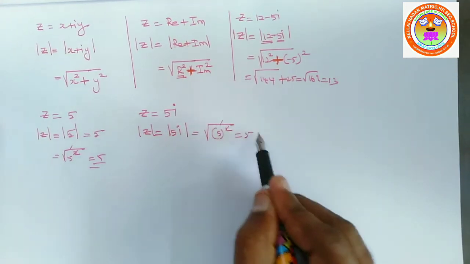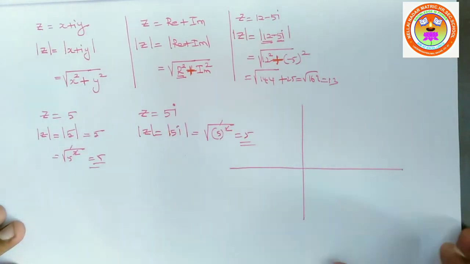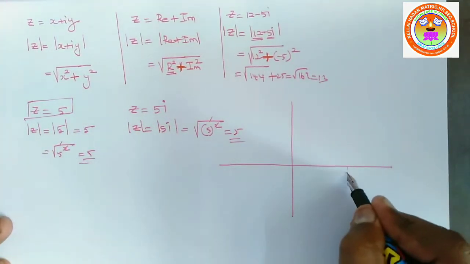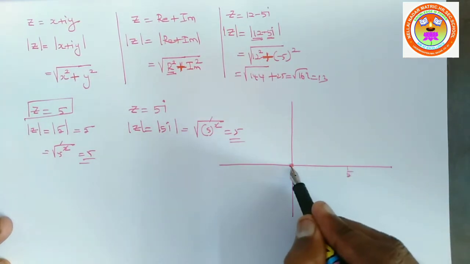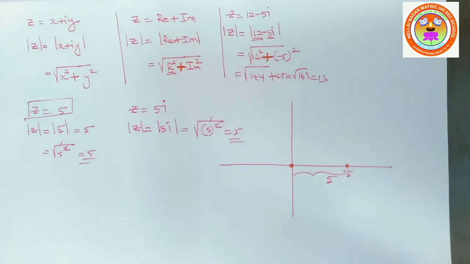Square is nothing but 5. This is also 5. How can we represent it here? We can represent it here, so z is equal to 5. 5 is present on the real axis. The distance between the origin and the number 5 is nothing but 5. You can easily say the answer by seeing the graph.